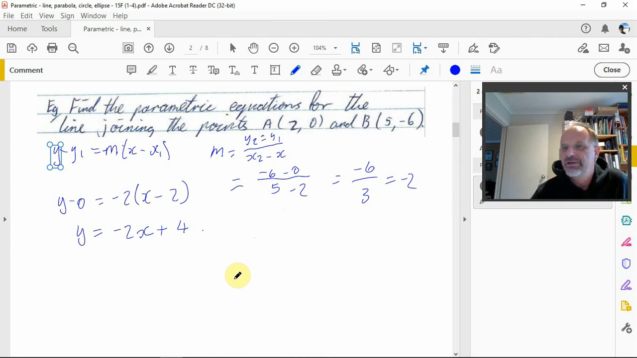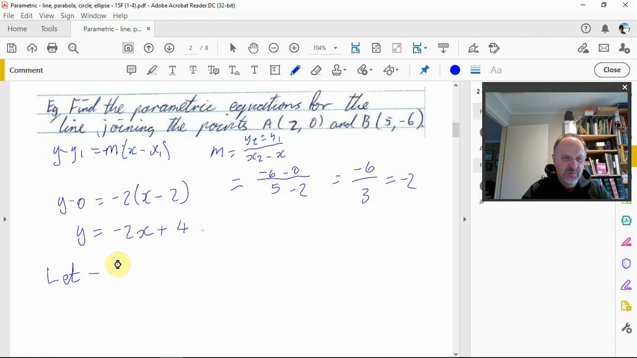To turn this into parametric equations, we have to write x and y in terms of a parameter. One way of doing this, and it's not the only way, is to say, okay, I've got x in here, so let x equal something with the parameter. Now, the easiest thing is just t, so let x equal t. That really could be anything, but we don't want to complicate things if we don't need to. So just make it x equals t.